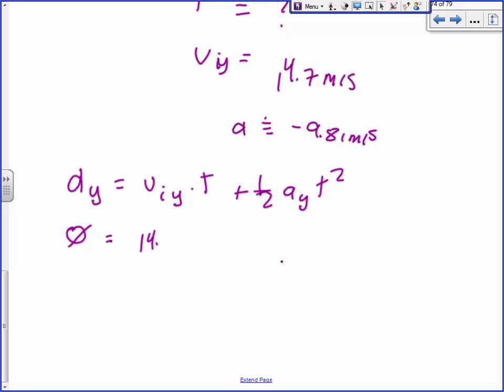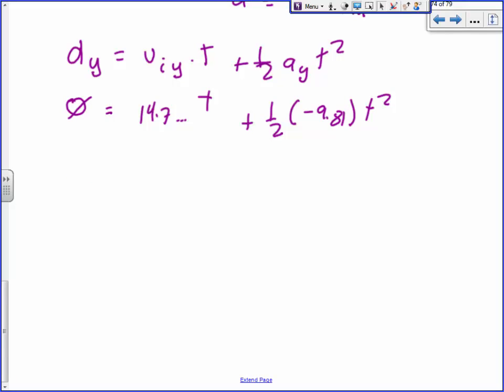14.7 times time. We're going to need to add 1/2 of our acceleration, but our acceleration is negative 9.81, and then t squared. What do we need to solve this? Good old quadratic formula. I'll do my very best to write this down neatly, but you guys are going to have to bear with me as best you can.